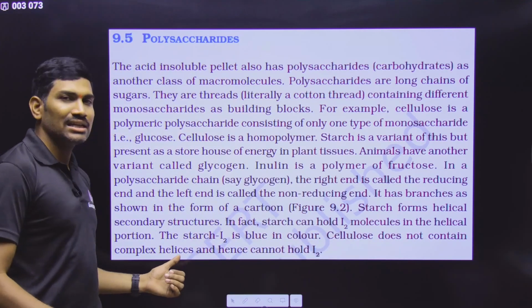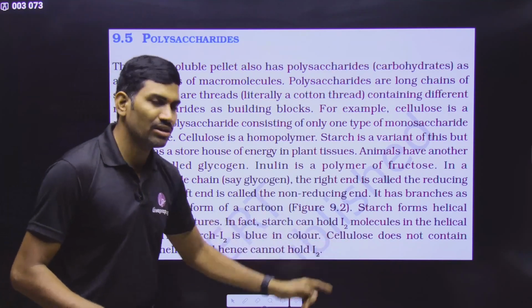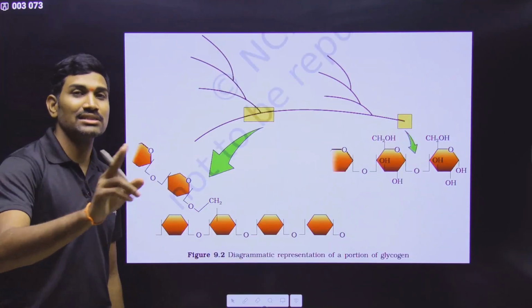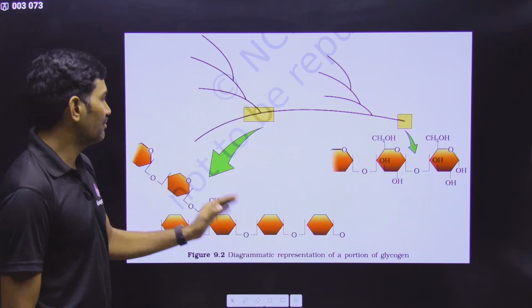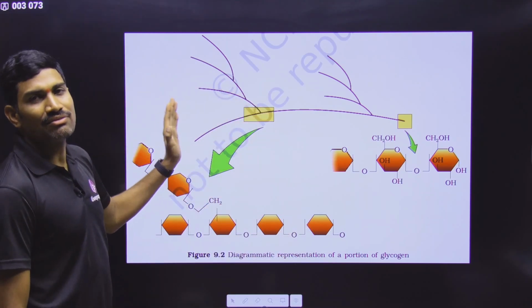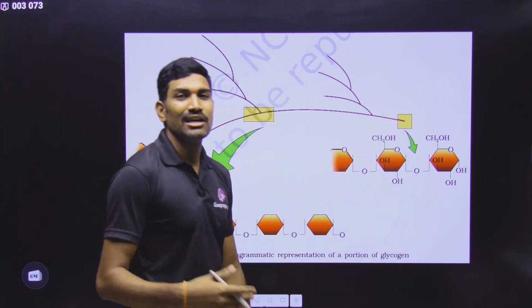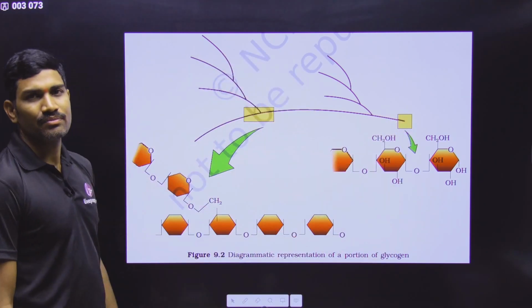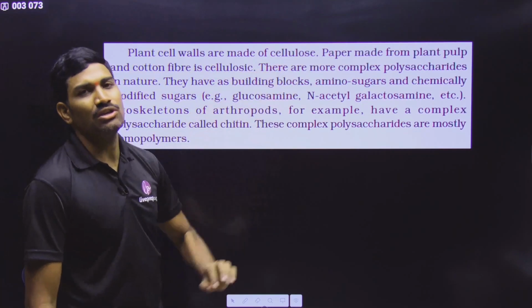Next one. Cellulose does not contain the complex helices and hence it cannot hold iodine. That's why cellulose cannot give blue color with iodine, whereas starch can give blue color with iodine. This is the diagram that they have given. This is the left side end. Left side end is non-reducing end. This is the right side end. Right side end is reducing end. That's what they are saying. Clear? Next paragraph.